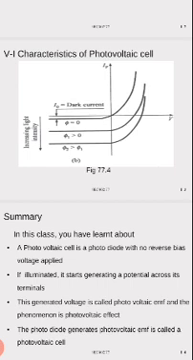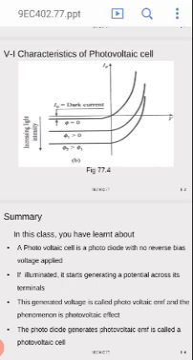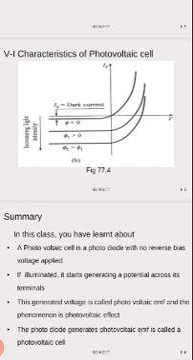Summary. In this class, you have learnt that a photovoltaic cell is a photodiode with no reverse bias voltage applied, because in a photodiode we apply reverse bias, whereas in a photovoltaic cell we don't apply any bias.